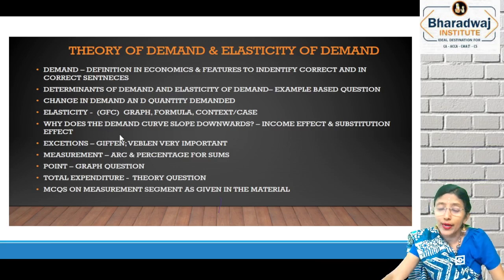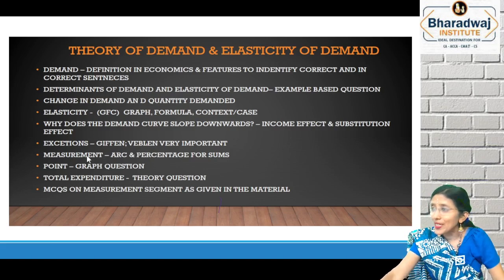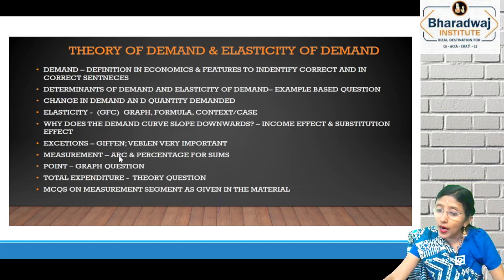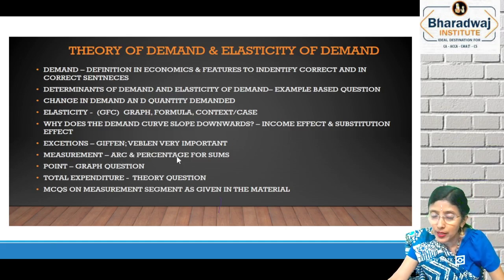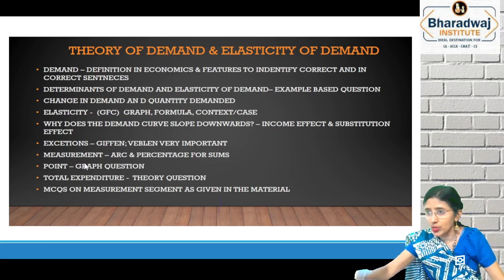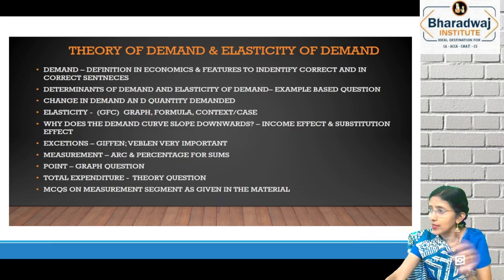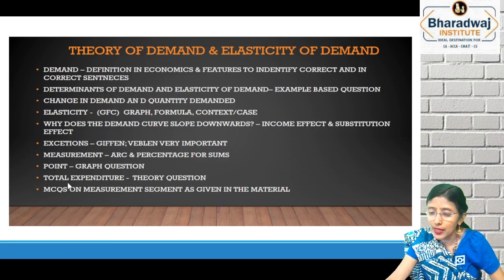Now, just now we saw why the demand curve slopes downwards, very important. Exceptions, two important exceptions from the examination point of view. Measurement of elasticity of demand: arc method and percentage method you work out for sums. Point method is generally graph based. They give you the graph and you have to find out whether at that point it is greater than 1 or less than 1, whatever it is. We will do some exercise now.